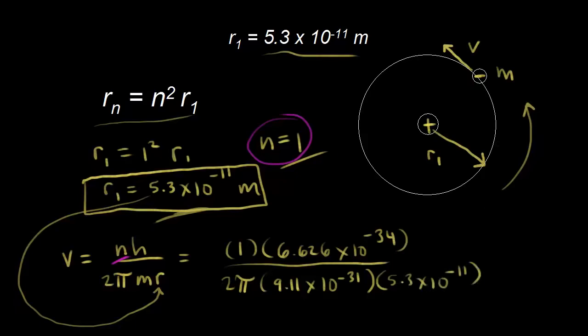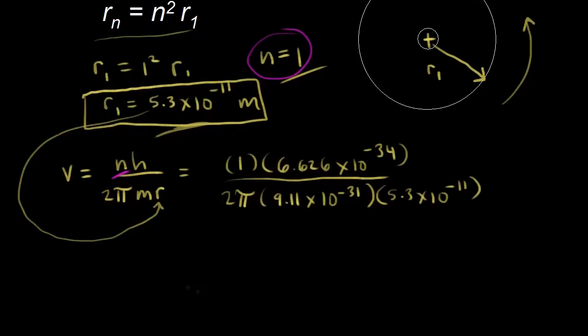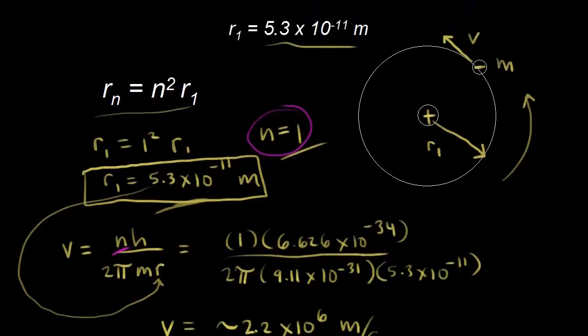All right, so if you do all that math, I won't take the time to do it here, but you'll get a velocity of approximately 2.2 times 10 to the 6th, and your units should work out to meters per second, so that's the velocity. So going by the Bohr model, you can calculate the radius of this circle here, and you can also calculate the velocity. And again, this isn't reality, but we'll use these numbers in later videos, so it's important to figure out where they came from. All right, so this is the radius of the smallest orbit allowed using the Bohr model.